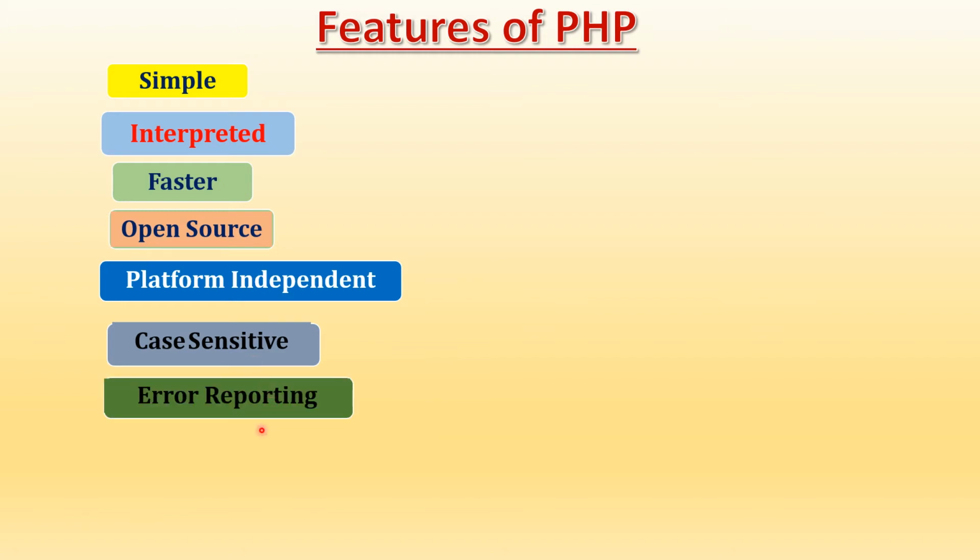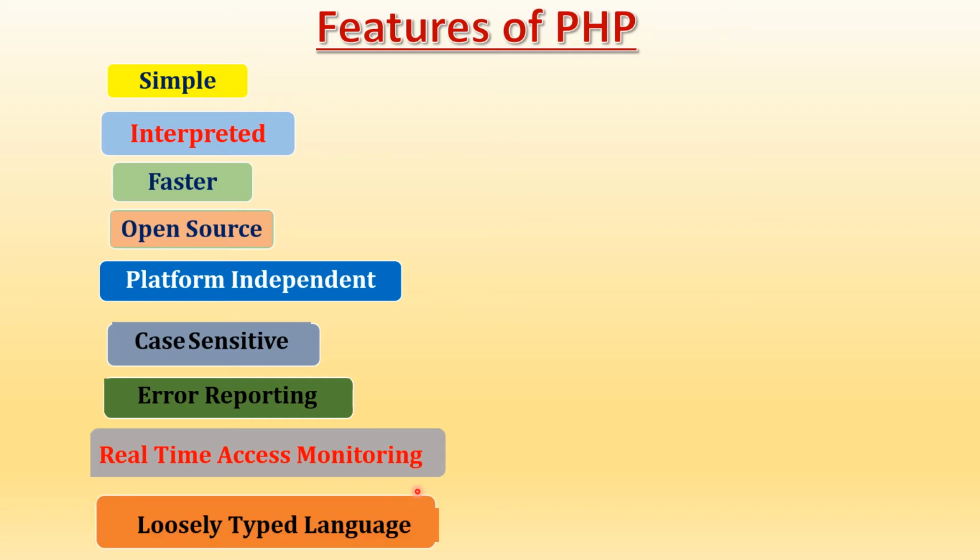Error reporting. PHP has some predefined error reporting constants to generate a warning or error notice. A PHP application may produce different levels of errors during its execution. Being able to see these errors is essential for the developer trying to solve an issue with a misbehaving application. Real-time access monitoring. PHP provides access login by creating a summary of recent access for the user. Loosely typed language.